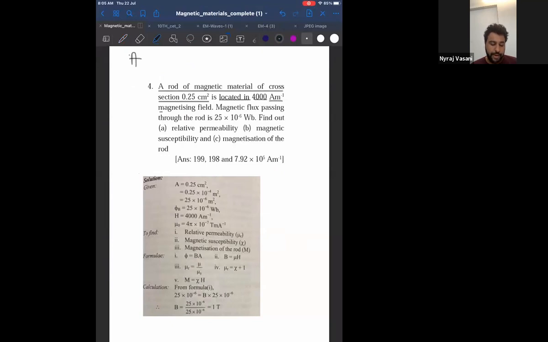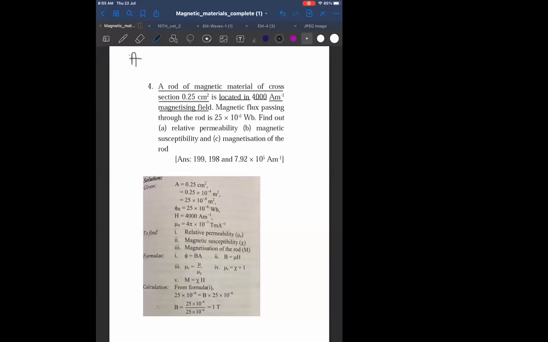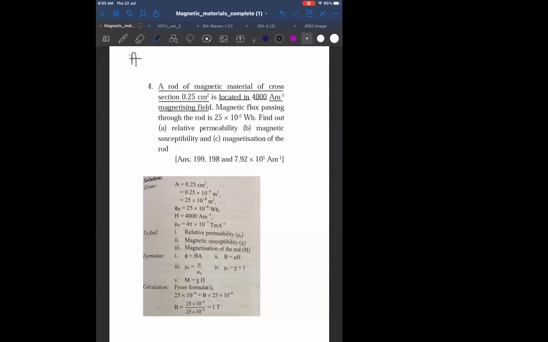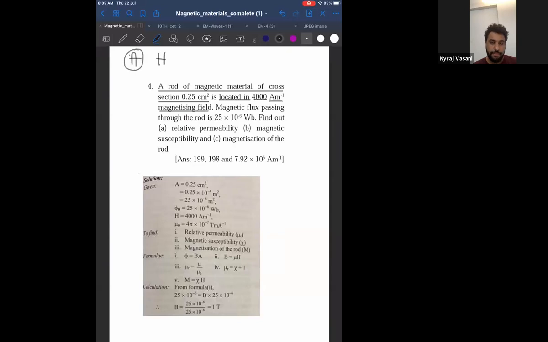It is located in 4000 ampere per meter magnetizing field. Now tell me, H is given or B is given? H is given, sir. The unit is ampere per meter. So can I say area is given? Please look at the screen. Area is given. H is given. I'm just writing the things that I know. Magnetic flux passing through the rod is something. Magnetic flux in Weber, that means phi is given.